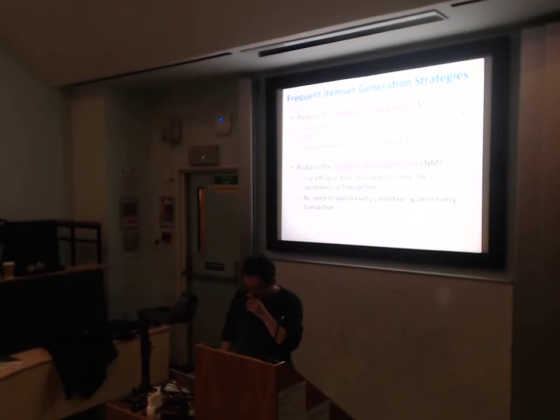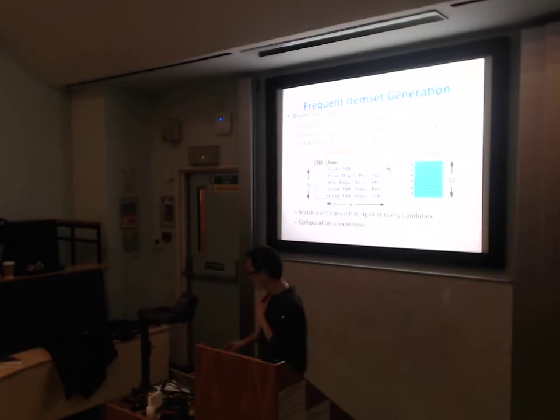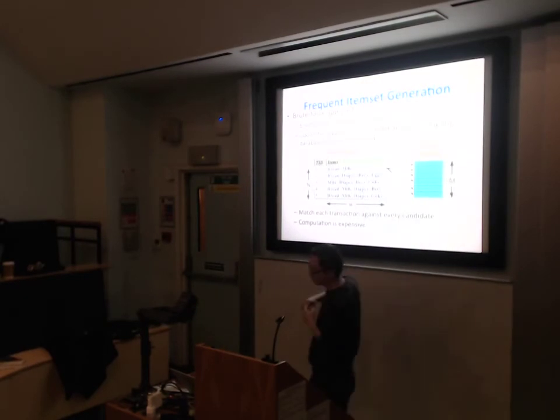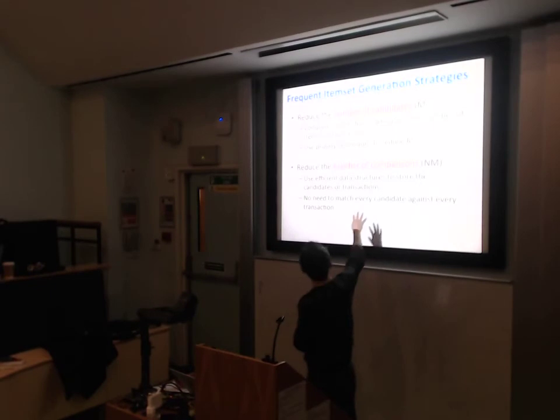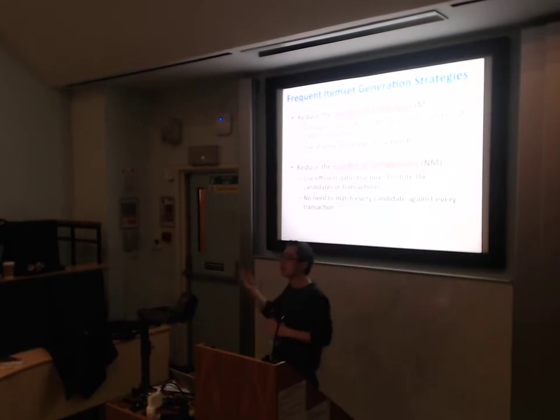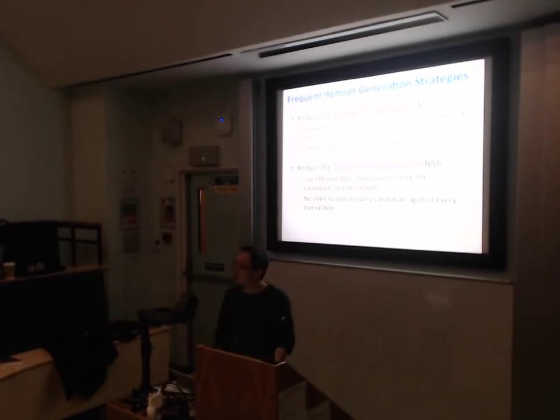You can use some technique to reduce this to m. And you also need to reduce the number of comparisons. You need to compare with all possible candidates and with the item set, but we can find a way to reduce the number of comparisons. We can come up with a clever data structure to store these candidates and transactions in such a way that we don't need to match every candidate against every transaction, so we significantly reduce computation.